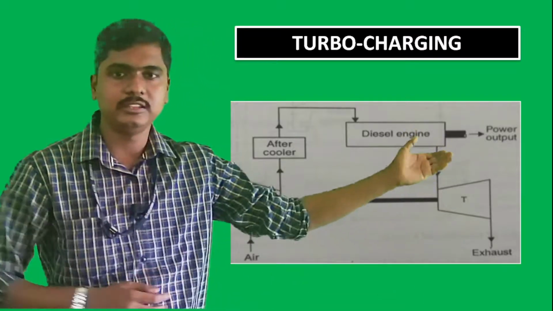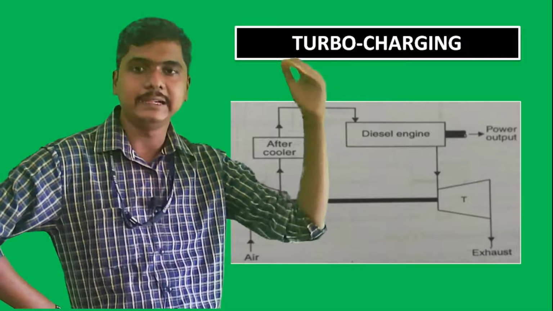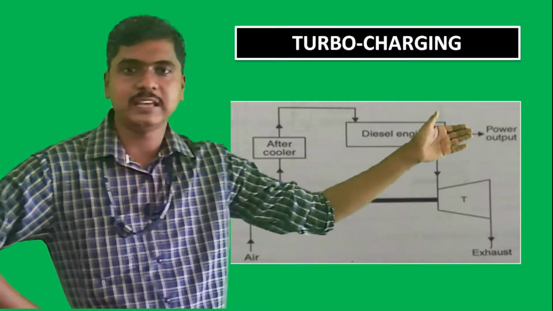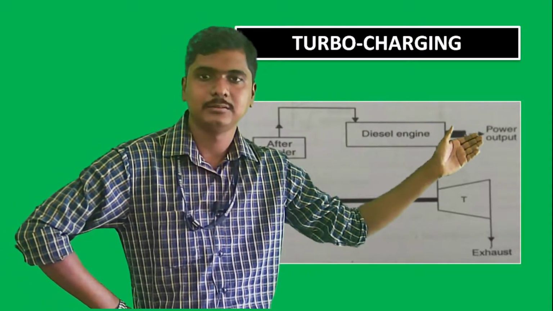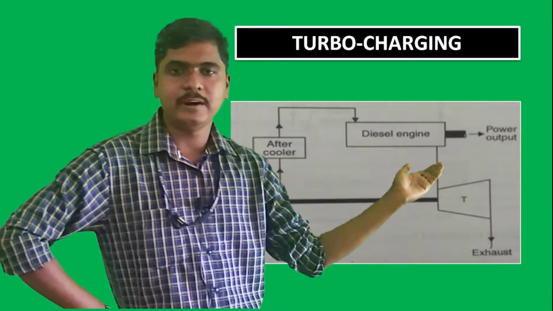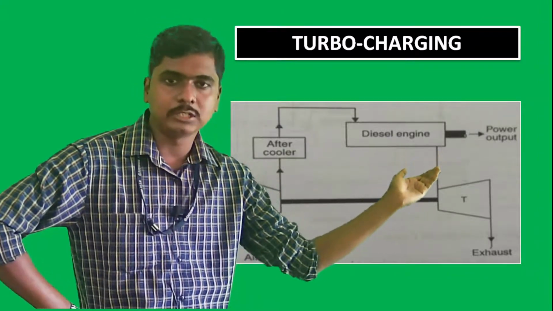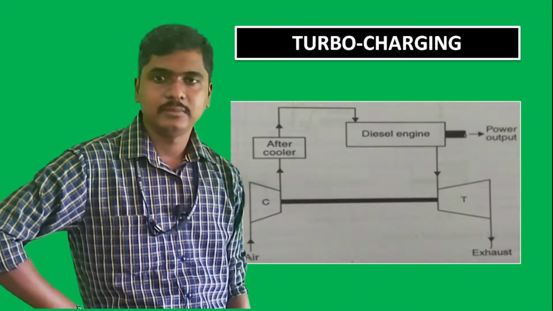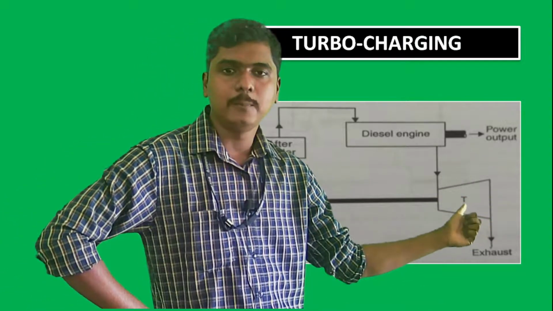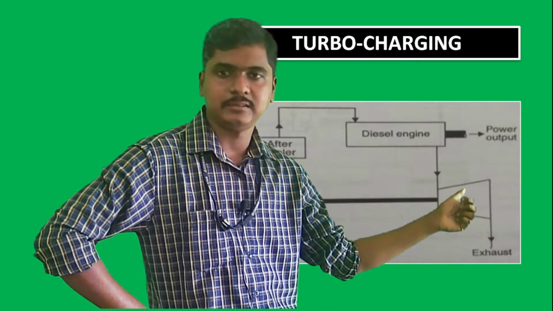Obviously these exhaust gases will have a high temperature and high pressure. Normally we would release those gases to the atmosphere through a silencer or a chimney. But here in the diesel power plant, the exhaust gas is supplied to the turbine, and once again we get some mechanical work output by expansion of these gases.